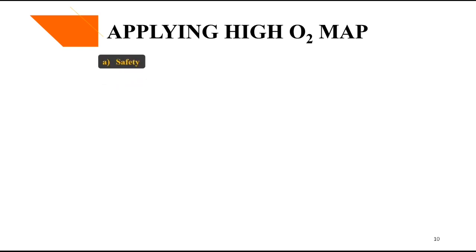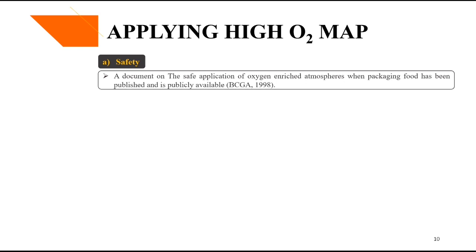For the safety of the product to be consumed, packed in high oxygen MAP, a document on the safe application of oxygen enriched atmosphere when packaging food has been published, and this book is publicly available. This document contains clear and concise advice and recommendations on how to safely control the hazards of utilizing oxygen-rich gas mixtures for the MAP of food. Food companies are strongly encouraged to purchase these safety guidelines documents.